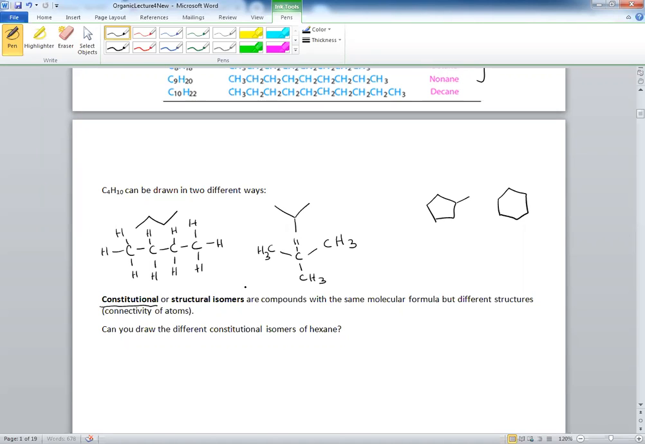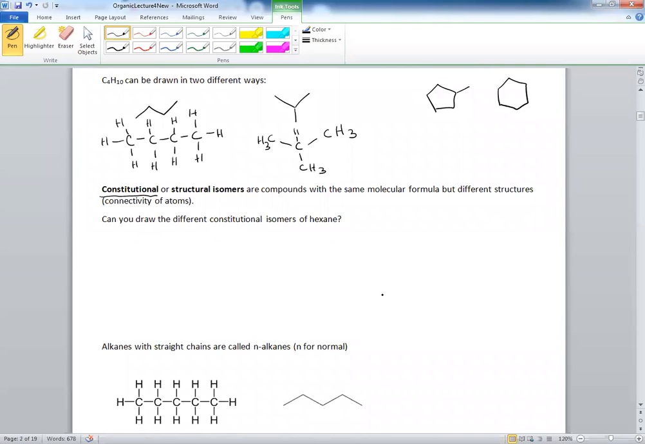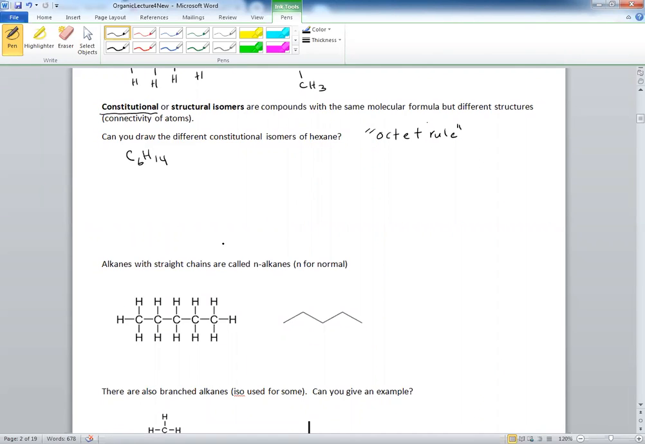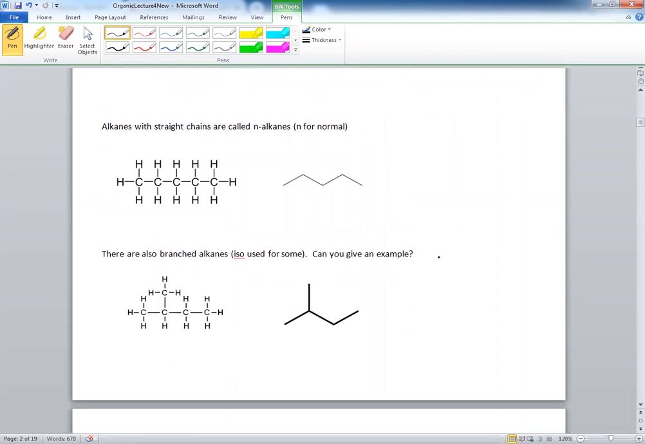Now, what you should be doing, and we're going to check when we come on the next session on Thursday, is this. You should be able to draw for C6H14, hexane, the different constitutional isomers. There are different ways, as long as, remember, you satisfy the octet rule. You cannot draw these and violate the octet rule. So work on these, and then, of course, we'll check the next time we meet.